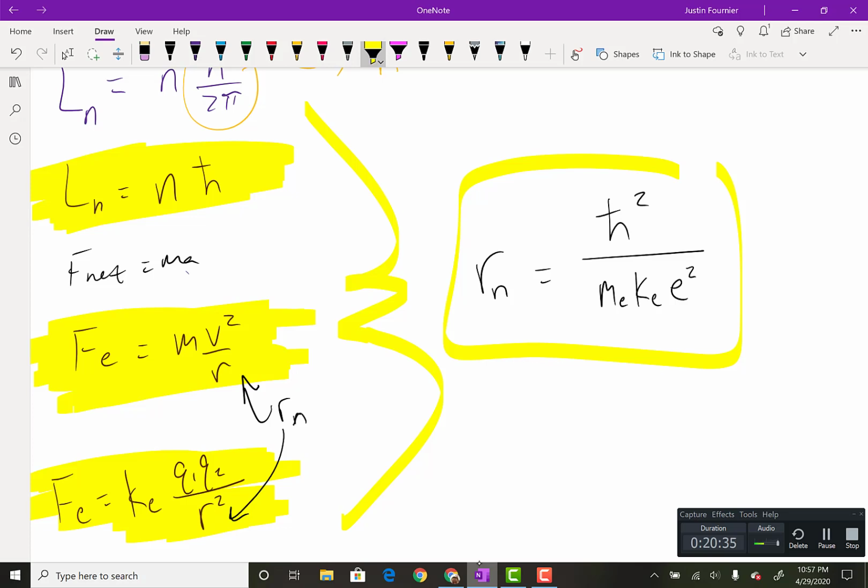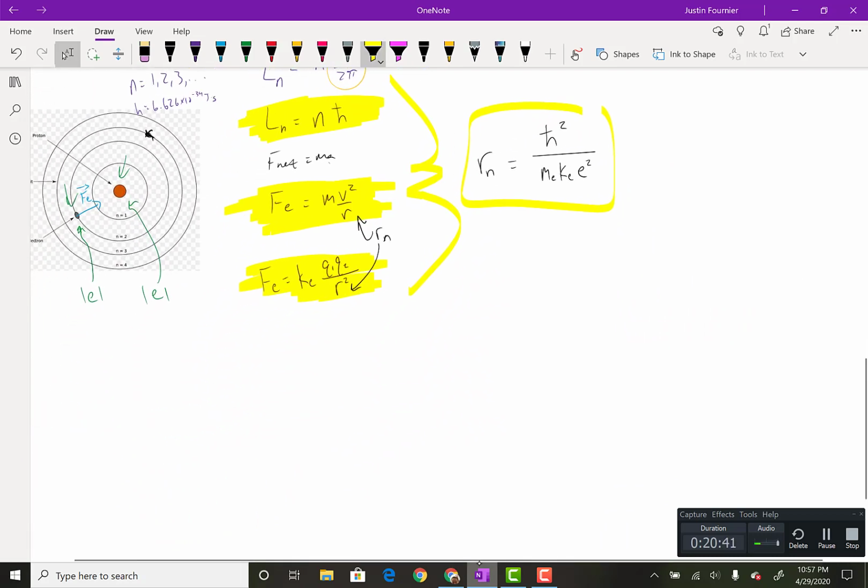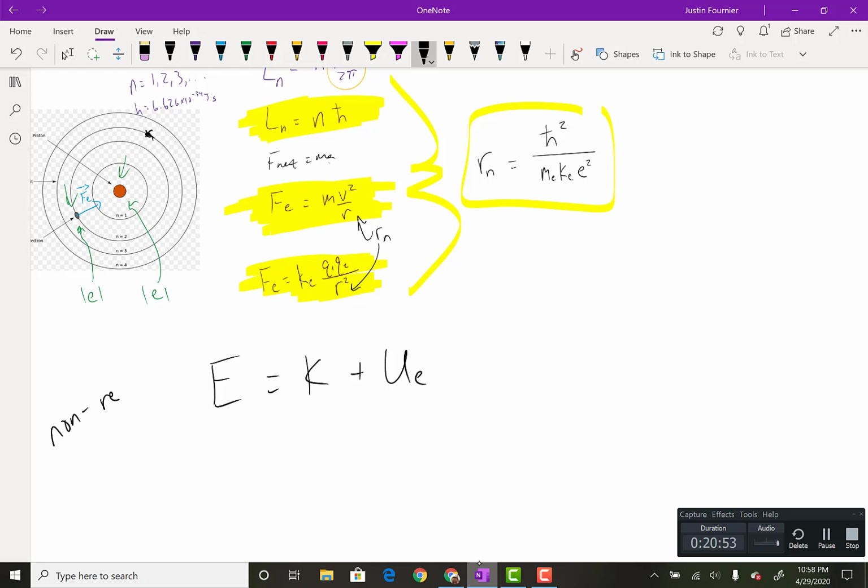Once you got that expression, I want you to also use the fact that, let me zoom out just a little bit here, because I also want to use the fact that the energy of any system is equal to the kinetic energy plus the potential energy. We're going to assume non-relativistic.